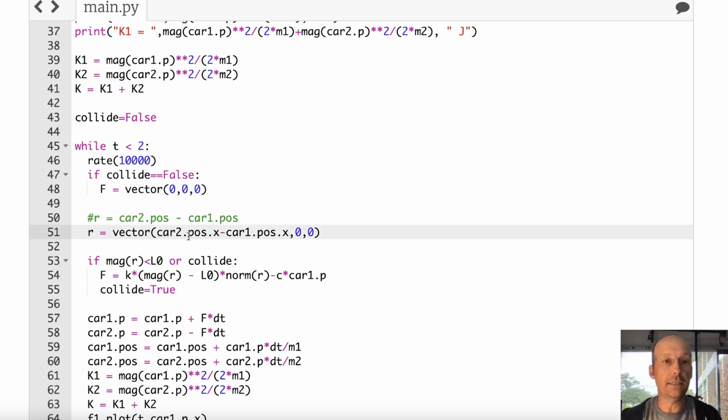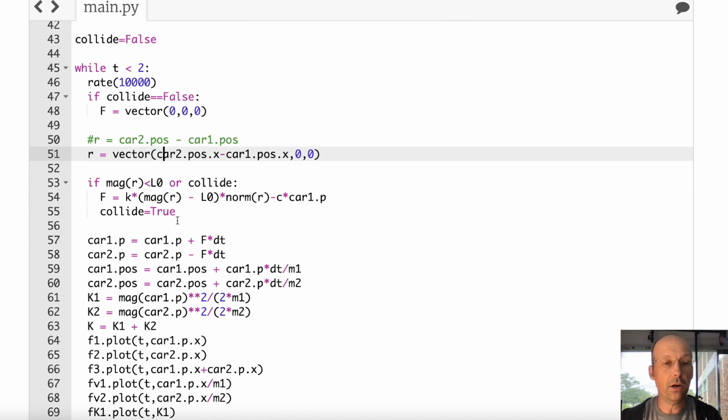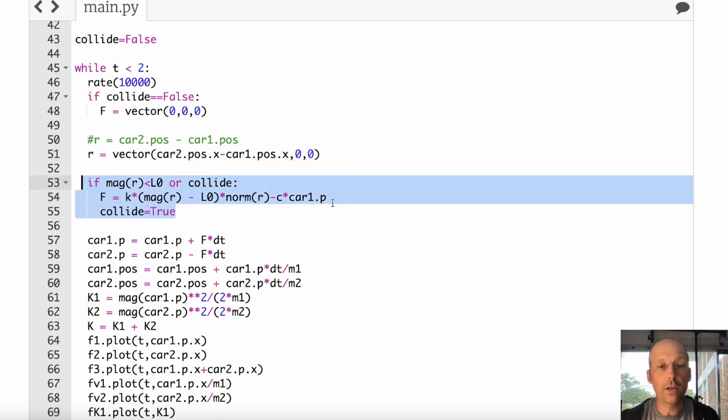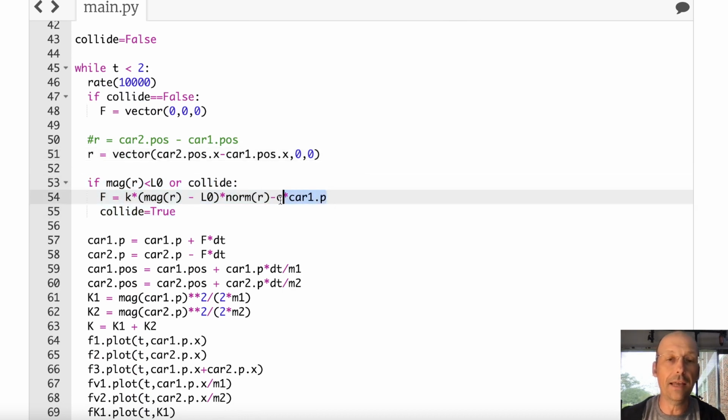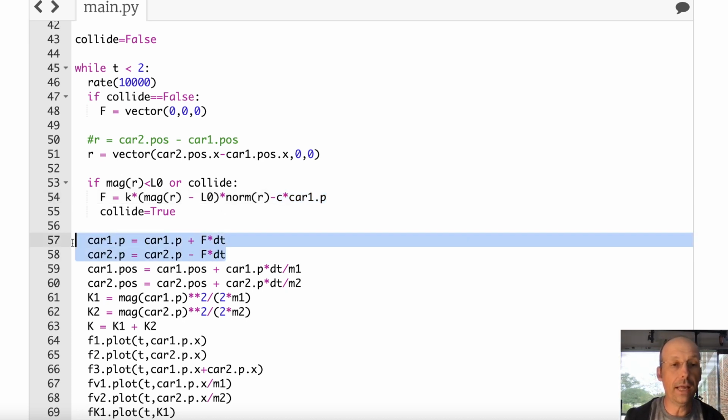Again, calculate that distance between them. And then here is the collision force. Notice that I add that negative c times car 1 dot momentum. And that's fine because I calculate that force. Down here, car 1 has car 1p plus f delta t. The other one has minus. So they have opposite forces because I put a minus here. And then I calculate the momentum. I calculate the kinetic energy.